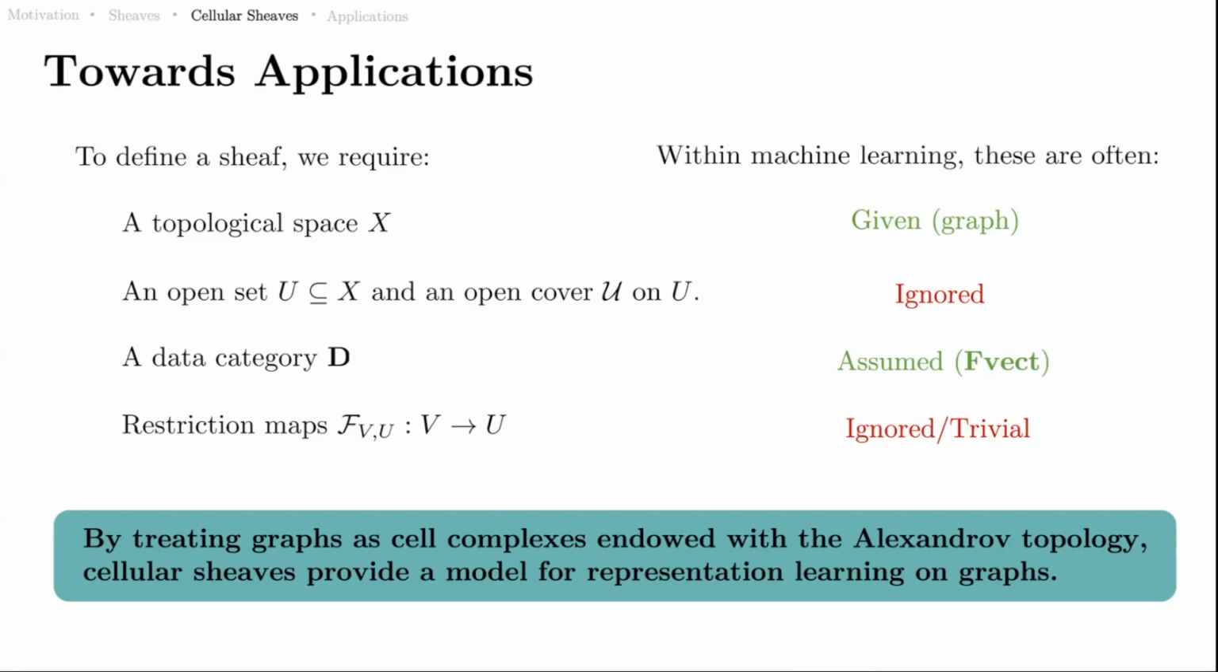We need some sort of cover, which is generally ignored within machine learning. Again, this is something to keep in mind if we're moving away from this kind of canonical open set structure in the Alexandrov topology.